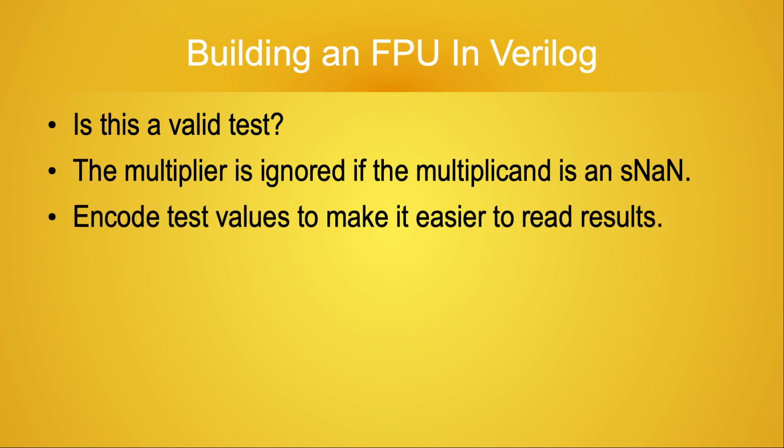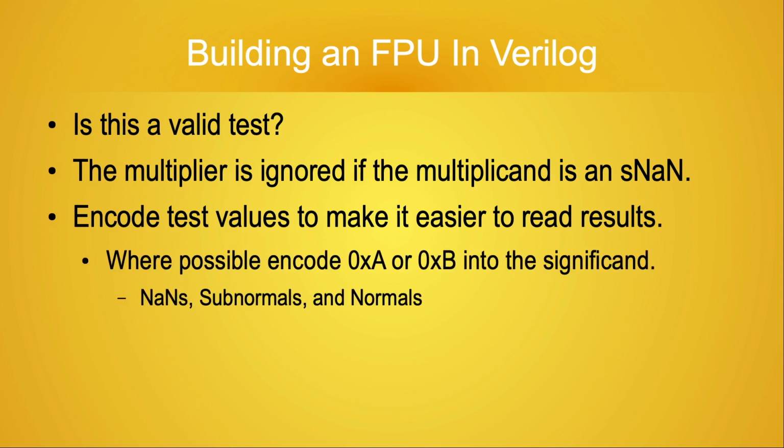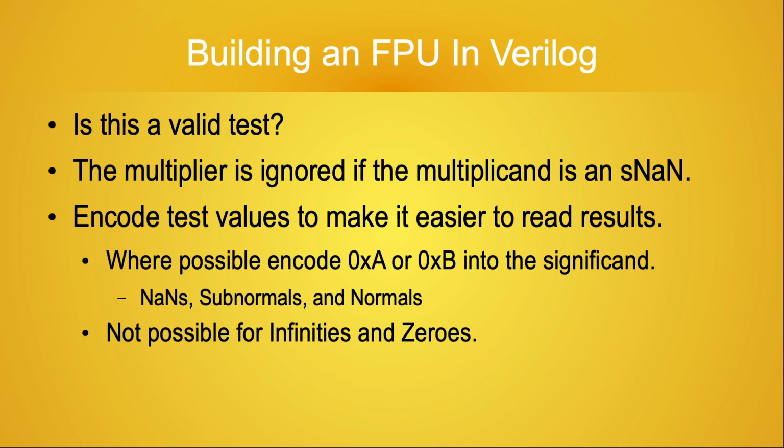I'm going to encode data into the significand of the multiplicand to make it easier to verify that the code did what I expected. I'm going to encode a hexadecimal A in the least significant 4 bits of the significand. For the multiplier, which is also a NaN, whether it's a signaling NaN or a quiet NaN, I'm going to encode a hexadecimal B in the significand. I'm also going to encode a hexadecimal B into the significands for the subnormal and normal multipliers. I can't use this trick for the multipliers which are infinity or 0 because their significand values must be 0.